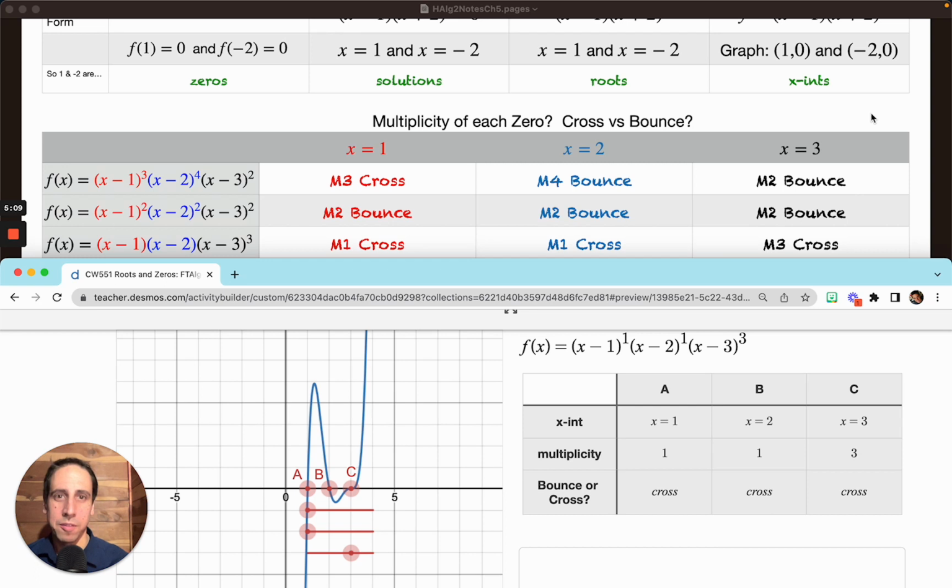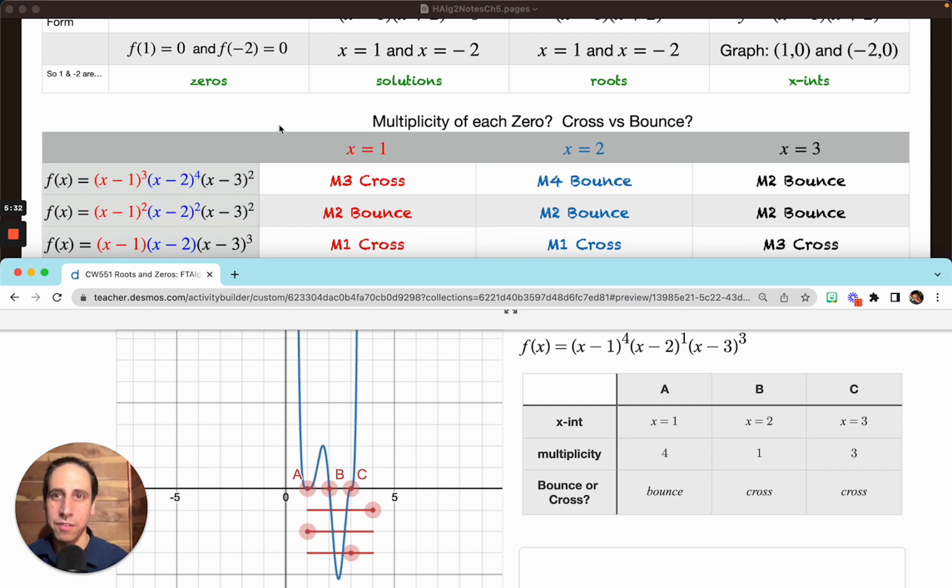Great. I wonder, are there any patterns here? The real question is, how does the multiplicity affect whether or not it crosses or bounces? Well, let's take a look at the first one, just A. We're going to go 1, 2, 3, 4. It goes cross, bounce, cross, bounce.